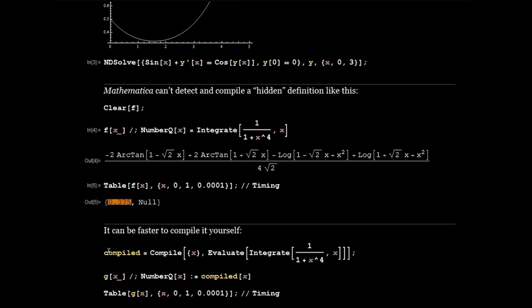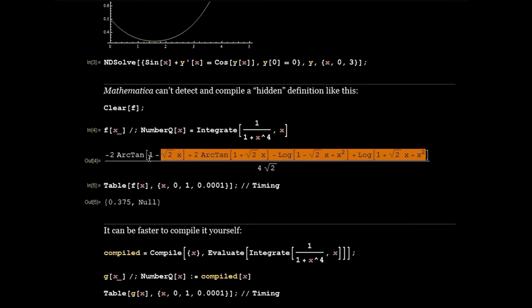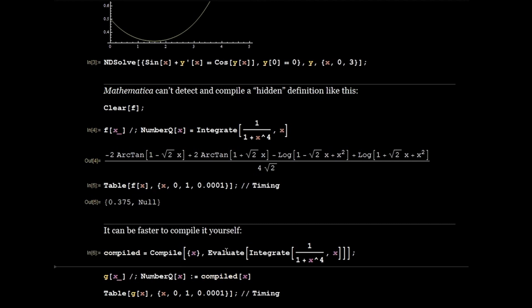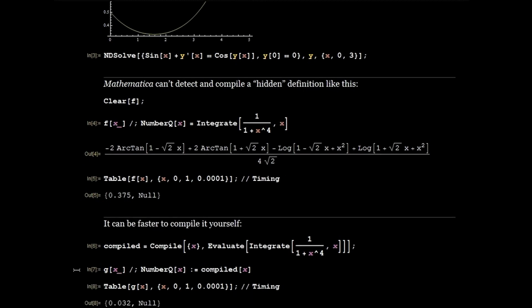In this case, it may be worthwhile to manually compile the function yourself. Here we create a compiled version of this expression, and then define g of x just as for f of x. The result is much faster.